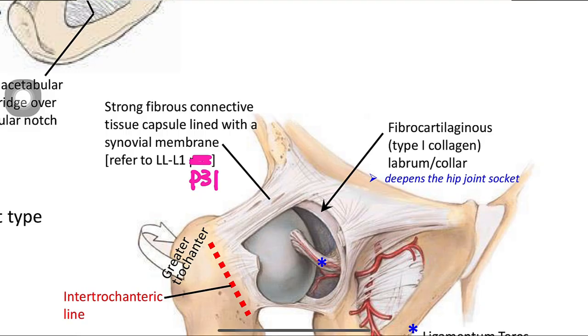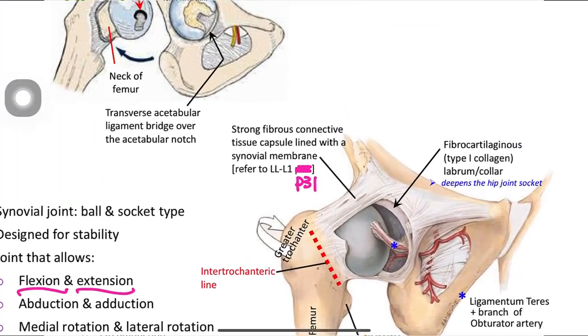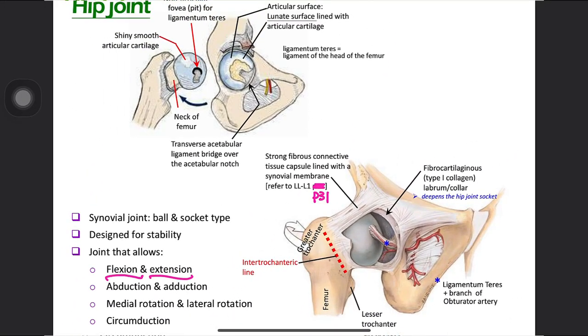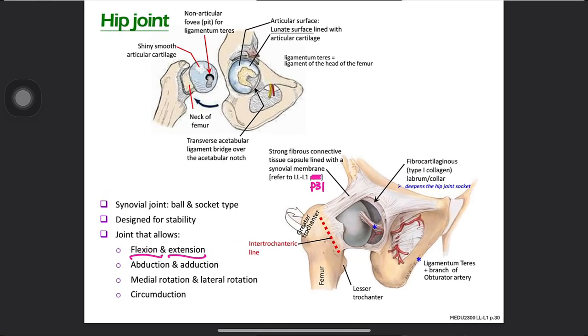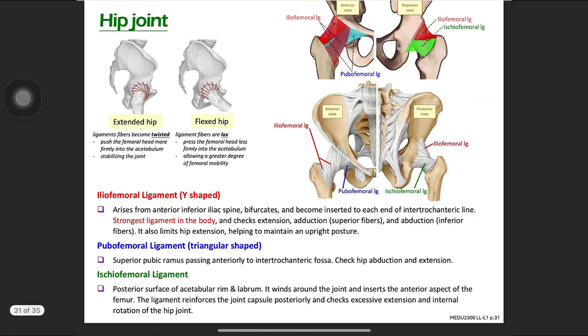Okay, so you can refer to page 31. I say there is a strong fibrous connective tissue capsule lined with the synovial membrane. What is it? These are the three ligaments I'm referring to. The first one, I highlight using the same color code. The outer part here in red is called the iliofemoral ligament, the Y-shaped ligament.